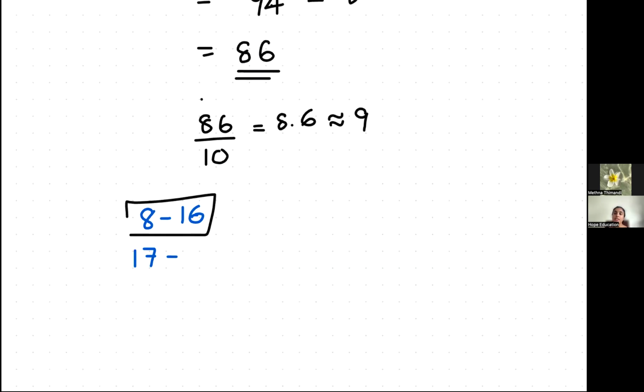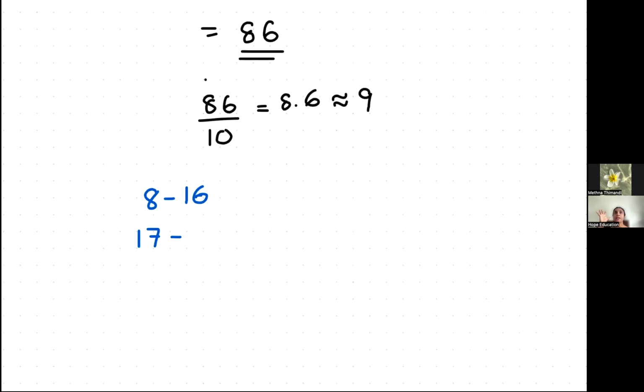From 8 to 16, how many data points are there? 8, 9, 10, 11, 12, 13, 14, 15, 16. That means there are 9 data points. Then from 17 we again need 9 data points: 17, 18, 19, 20, 21, 22, 23, 24, 25. So that is another group. I split 17 to 25 into one more group.